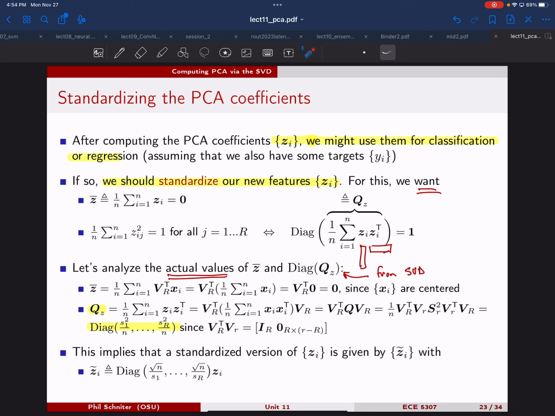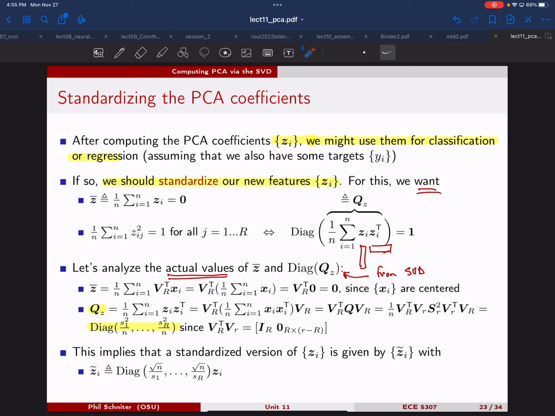And so that means if you want to standardize, if you want that QZ to have a diagonal equal to 1, all you have to do is take your z's, multiply by square root n, and divide by these s's, and you'll get what I'm calling z tilde, which is a standardized version. So this z tilde will have unit variance for all the coefficients. So we just looked at the variance of the z's and then inverted it to get the unit variance that we wanted.